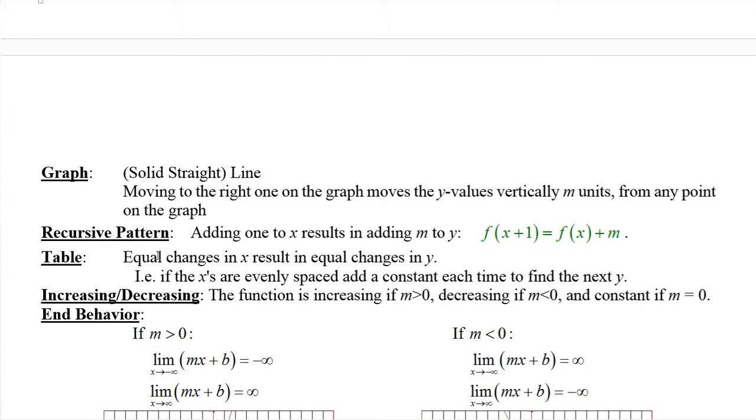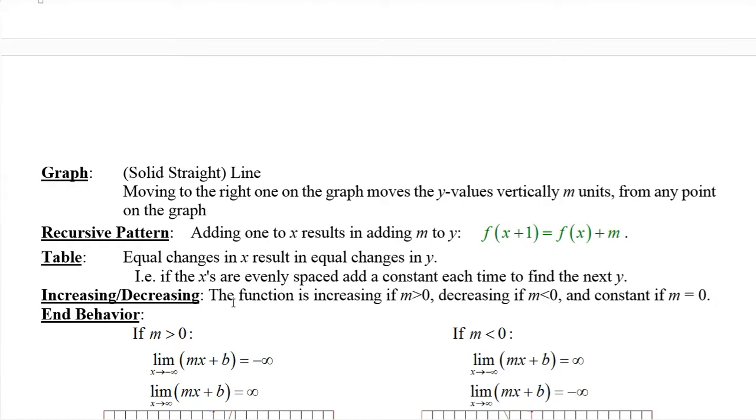In the table, equal changes in x result in equal changes in y. So that says if the x's are evenly spaced out, we just add a constant each time to find the next y. Specifically, we have that recursive pattern: adding 1 to x results in adding m to y.